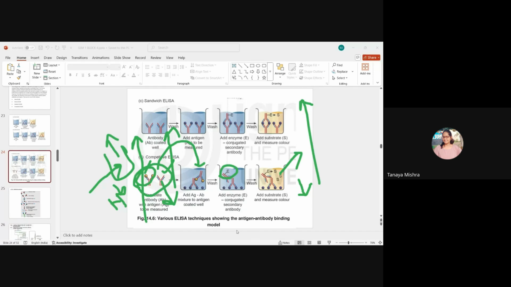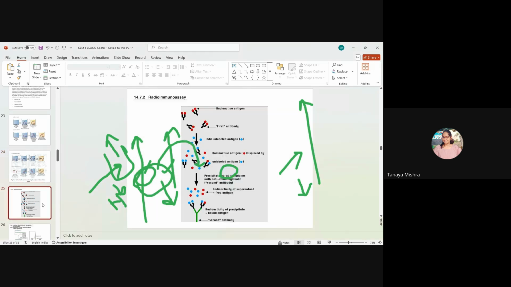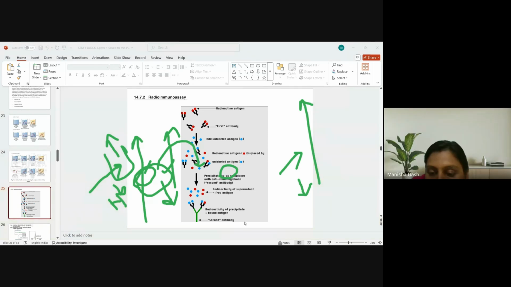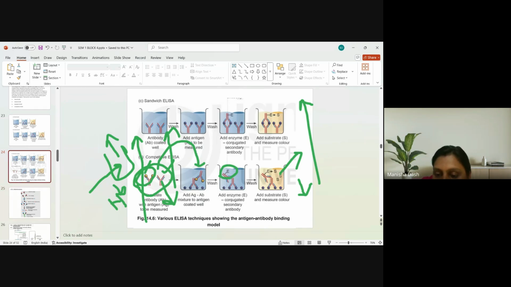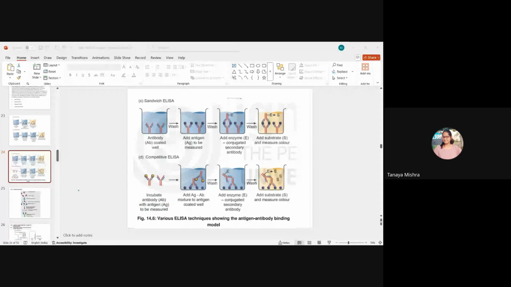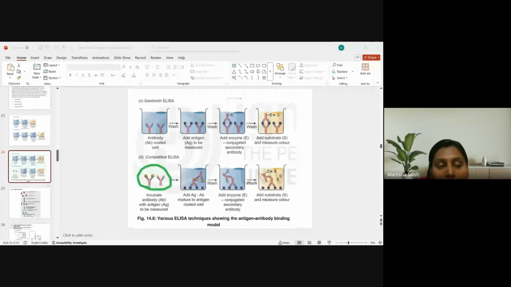And why is the second type of antigen attached to the secondary antibody? Sorry, why? Wait. This figure you are asking about? Competitive ELISA. There are two types of antibody. One is free and one is attached to an antigen. No, not any kind of antigen. This is the antigen of your interest. So both the antibodies are actually complementary to your antigen, but depending upon the concentration.